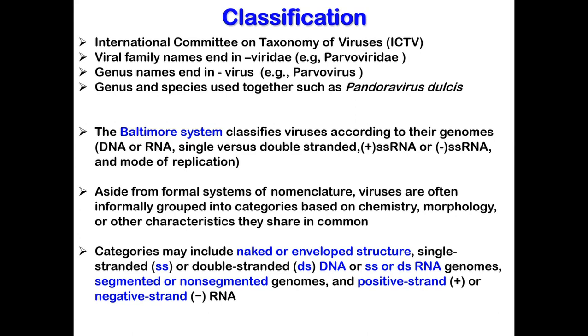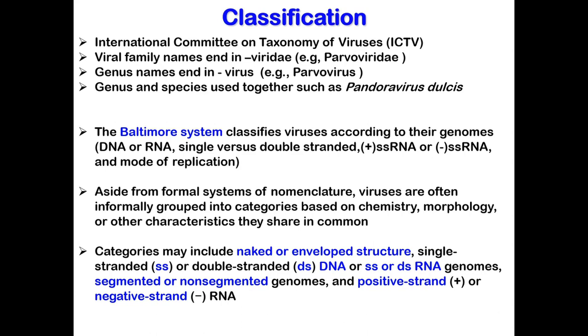The most commonly used system of virus classification was developed by the Nobel Prize winner David Baltimore in the early 1970s, and he classified viruses according to their genome. So whether they had DNA or RNA, single or double-stranded, and also how the mRNA is produced during the replicative cycle of the virus.